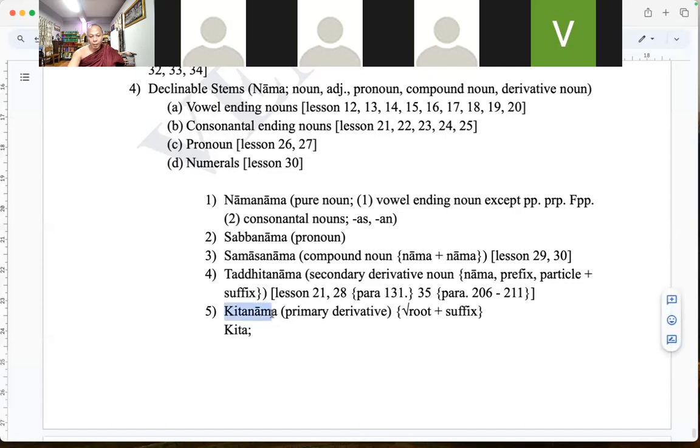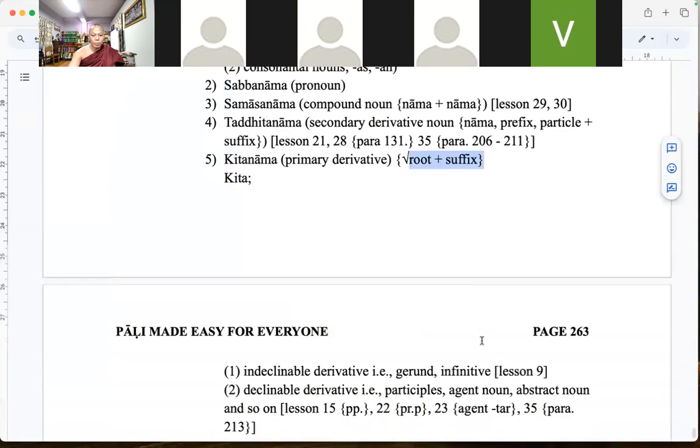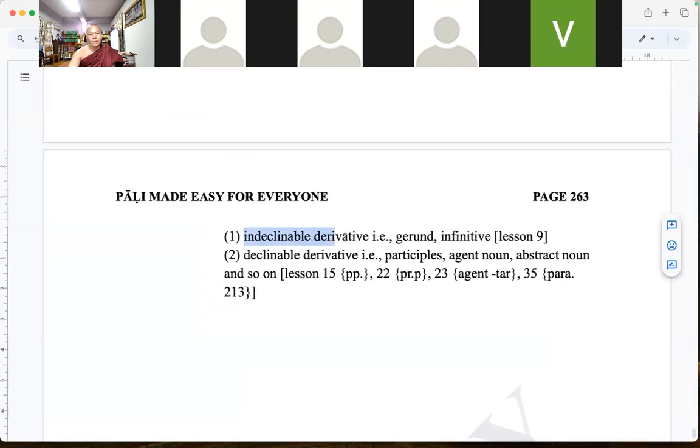So Kita Nama, the primary derivatives, come from the root and the suffix. Based on that, there are two kinds. The first one is indeclinable. The gerund also comes from root plus suffix. Sometimes after the root, we use a conjugational sign, and at that time it is called the base. In the same way, the infinitive is root plus suffix, sometimes with a conjugational sign applied, so base plus suffix. That is in lesson 9.